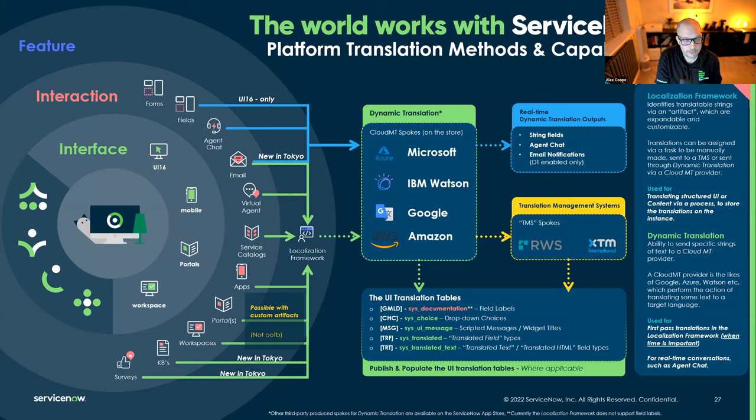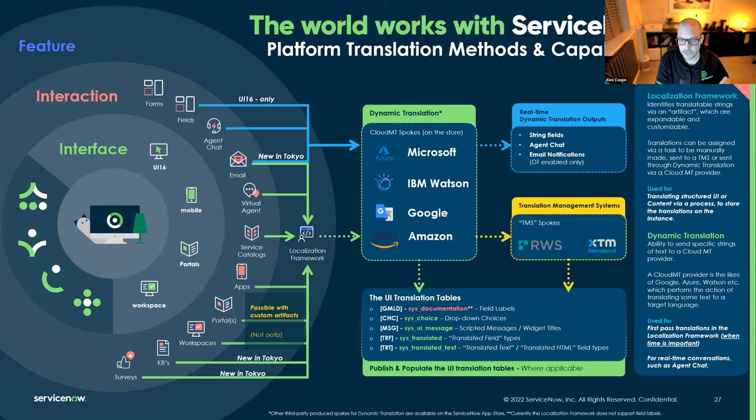It's all part of this. So this slide is basically saying on the interaction circle, the different areas where you can use either dynamic translation or the localization framework and how. So what we've got to also clarify is exactly what is dynamic translation, right? So dynamic translation, all it really is, it says from the ServiceNow side, I need to send some source text to a third party and that third party will do the translation. So imagine Google, imagine Microsoft, imagine Watson. That's all it is, right? That's all it's going to do. Send, go through the spoke, come back.